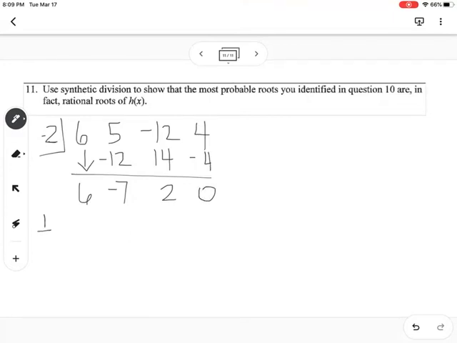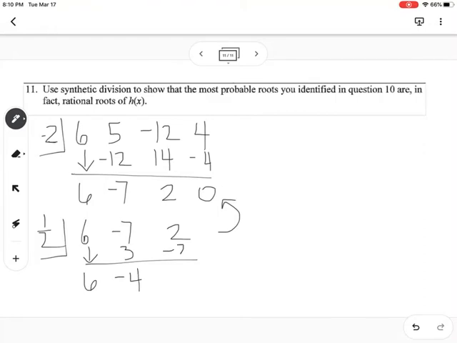Now let's try, excuse me, 1/2. We're going to use the coefficients from the previous synthetic division. So 6, negative 7, and 2. Drop it down, we get 6. Half of 6 is 3. We get negative 4. We get negative 2. Oh, good. We get a 0.